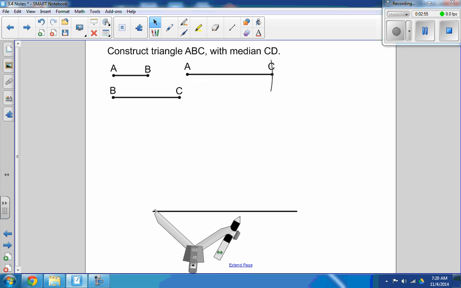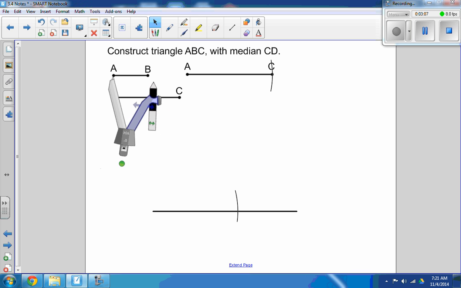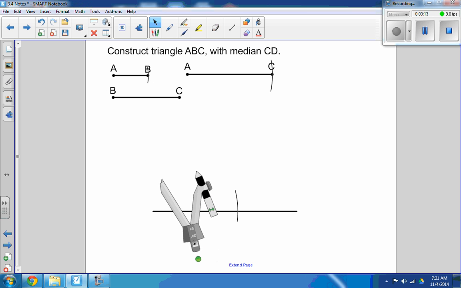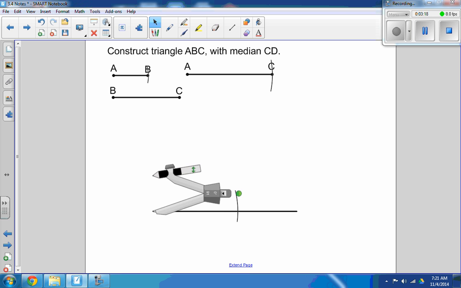So now I'm going to take it down here. That length is the same as AC. Now I take my compass and make it match the length of AB. You can see it's the length of AB. And I'm going to take it now down here, point of rotation at the end of this, and I'm going to make an arc.